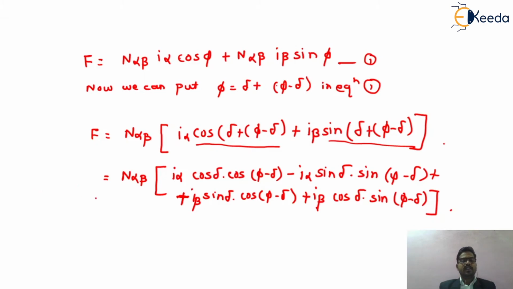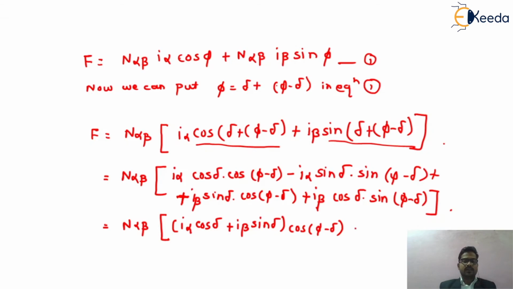From this mathematical formulation, now we can again simplify this term. So we are getting N alpha beta, in bracket, where we separate out the component I alpha into cos delta plus I beta into sine delta, into cos (phi minus delta). This will be the one term. Plus, similarly we get minus I alpha into sine delta plus I beta into cos delta, into sine (phi minus delta), bracket complete.